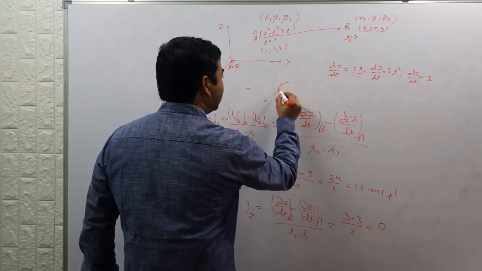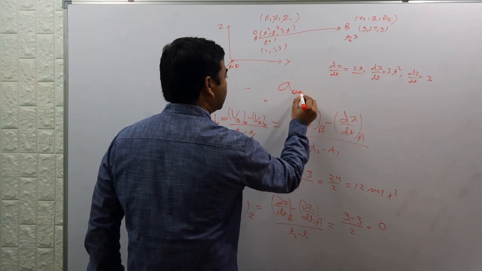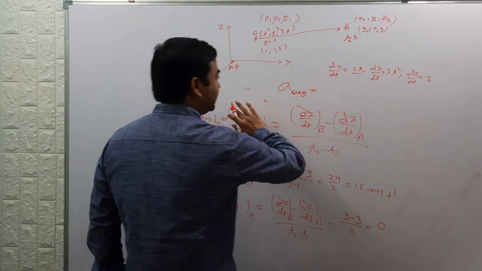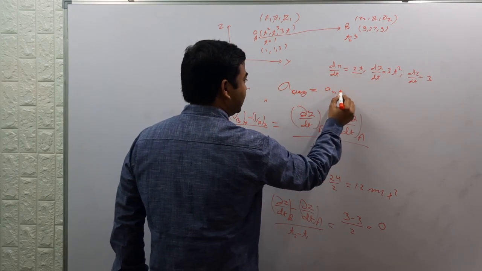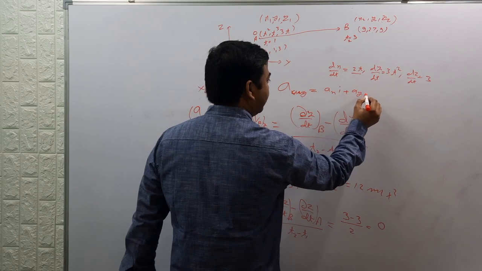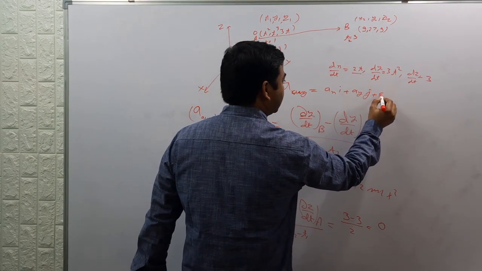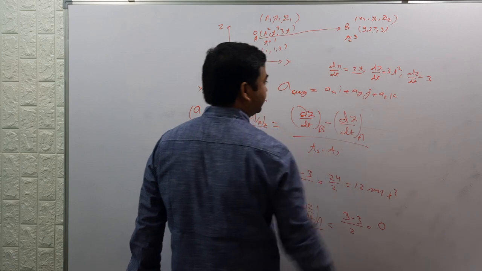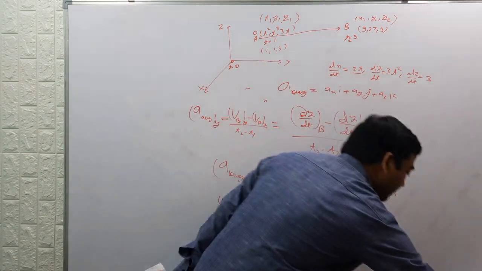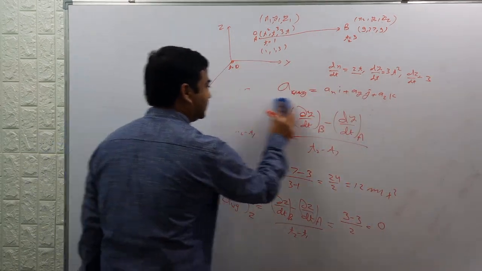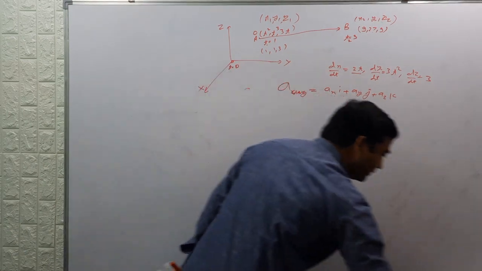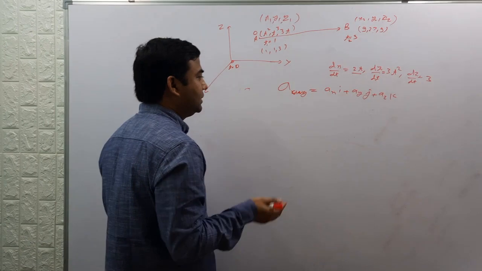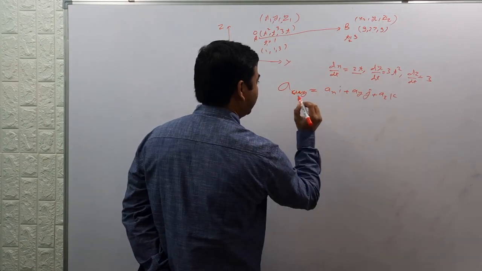So total average acceleration between point A and B is ax i plus ay j plus az k. We can write it like this. We are just talking about motion in a single frame.